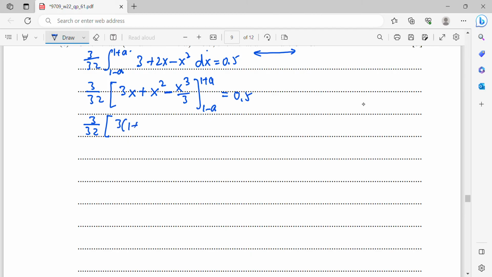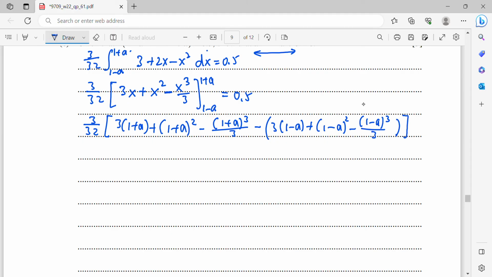3 bracket 1 plus a plus square of 1 plus a minus cube of 1 plus a, then divide by 3. Okay, then after that minus when the x is 1 minus a. So I will get 3 bracket 1 minus a plus 1 minus a squared, then minus 1 minus a cubed over 3. Close bracket equals to 0.5.